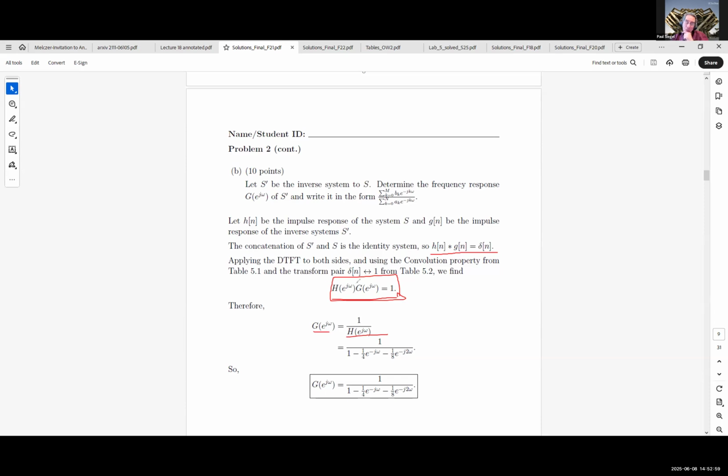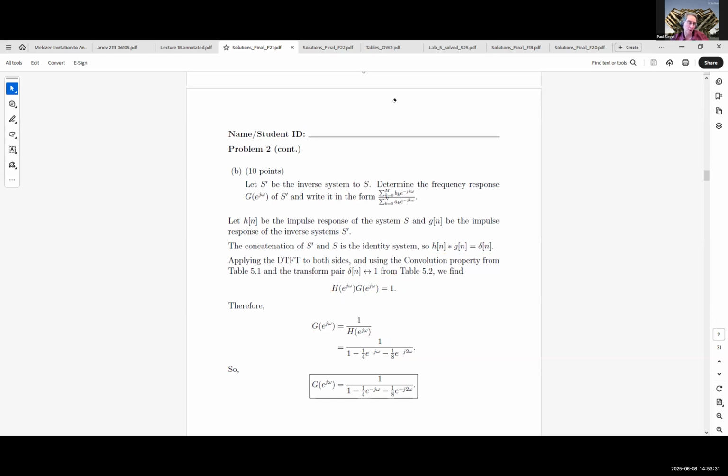Remember, the system we're talking about is that concatenation. So it's that system that had as its frequency response this thing right here, the denominator. So 1 over that H of e to the j omega is this quantity right here. So that's the answer. That's the frequency response of the inverse system. Just 1 divided by the thing that we computed for the original concatenation system.